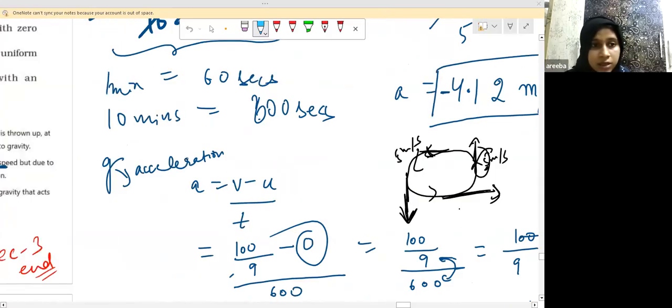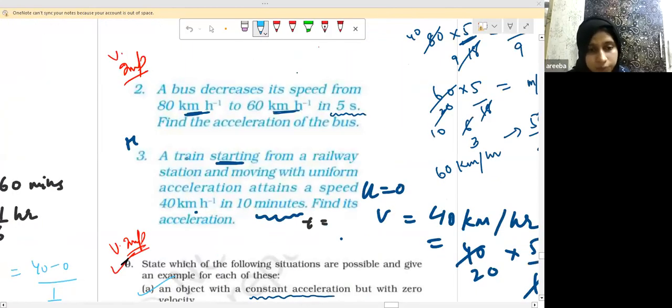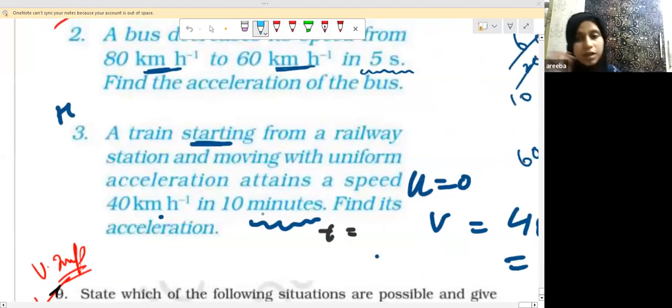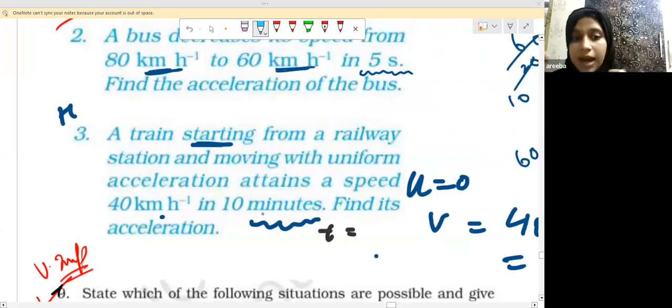Umaima, you can do this in another method as well. Instead of changing time, you can change time and speed both into the main SI units. This would be an even safer method because we are putting it in SI units. Kilometer per hour, how to convert kilometer per hour into meter per second? Multiplying it by 5 by 18.